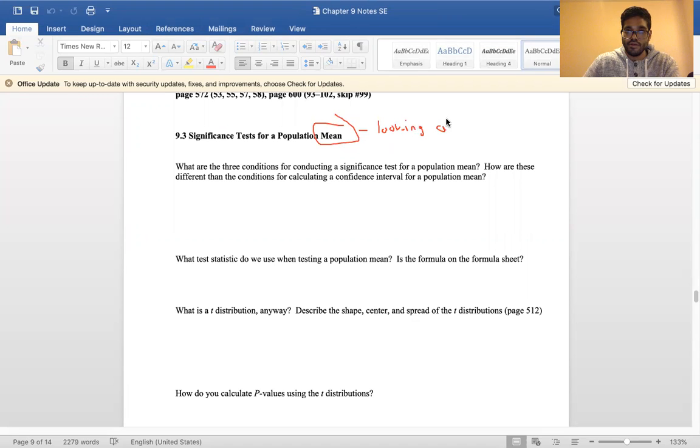Looking at means versus proportions. So again, if you ever read the problem and you see something about percentages, then you're going to do proportions. If you're looking at something about averages and means, then you're looking at this.